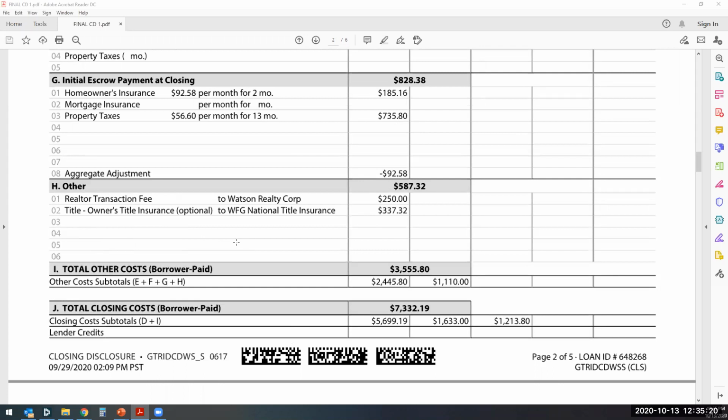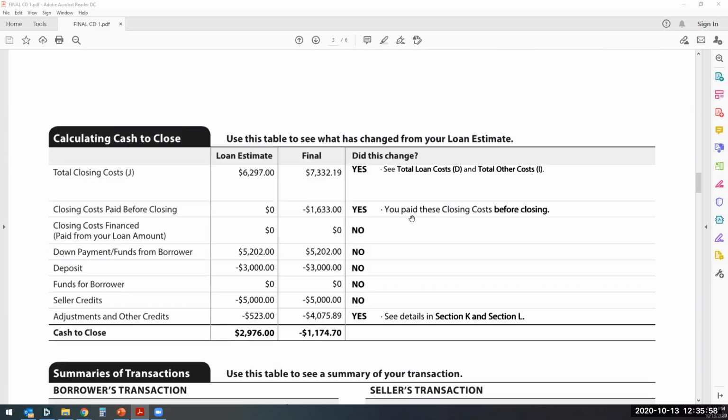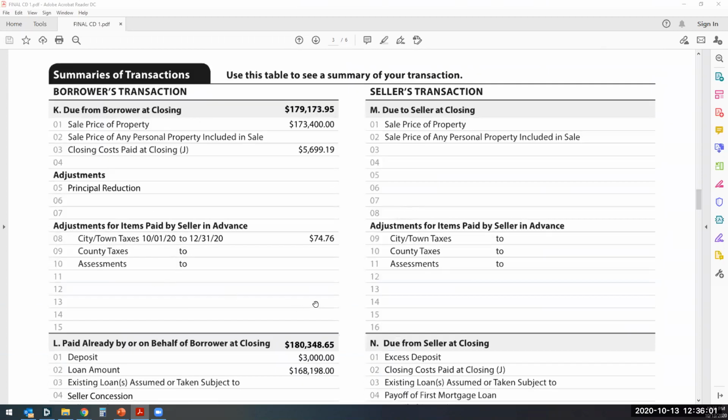So if, for example, the HOA is paid up front. Let's say the seller pays for the HOA in January for the whole year, and you're closing in June, for example. Now your buyer owes the seller the rest of the year: June, July, August, September, October, November, December. Because the seller paid for the whole year up front. So on number H, you're going to see where you're getting those credits, or probably you're going to see those credits in the adjustments over here.